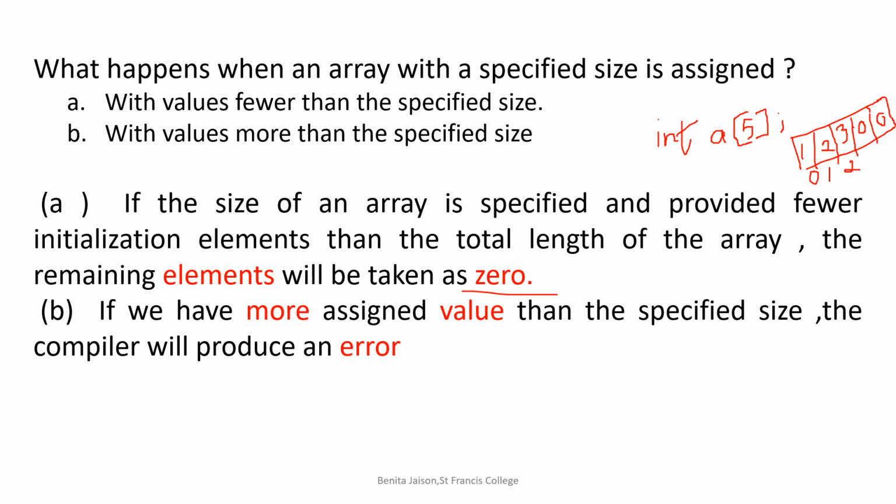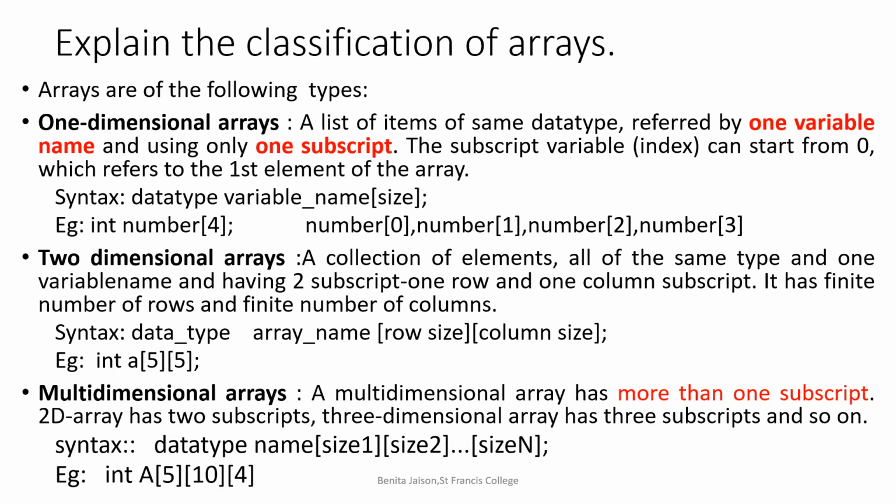So automatically it will be taken as 0. If it is a character array, it will be taken as null character. Got it. So now the second case, with values more than the specified size. Suppose I declare the size as 5, and I try to assign 6 values, what will happen? In such a case, if we are assigning more values than the size of the array, the compiler will produce an error.